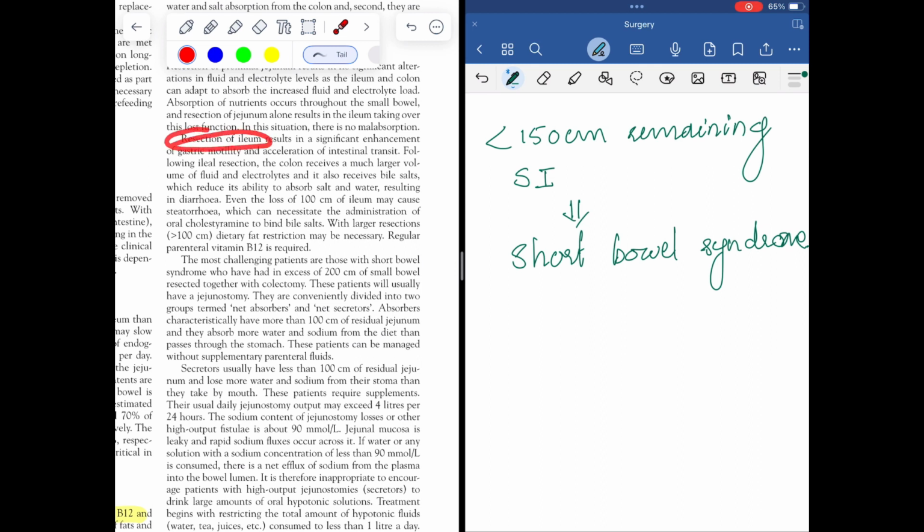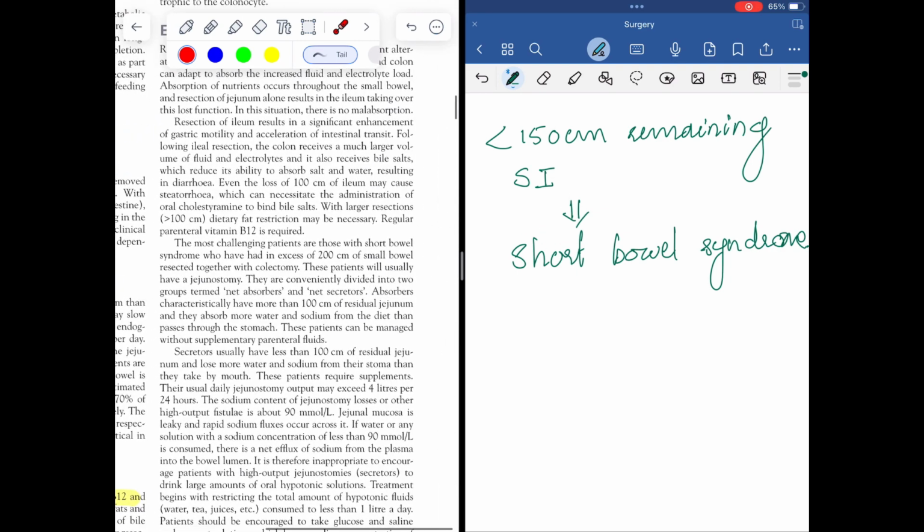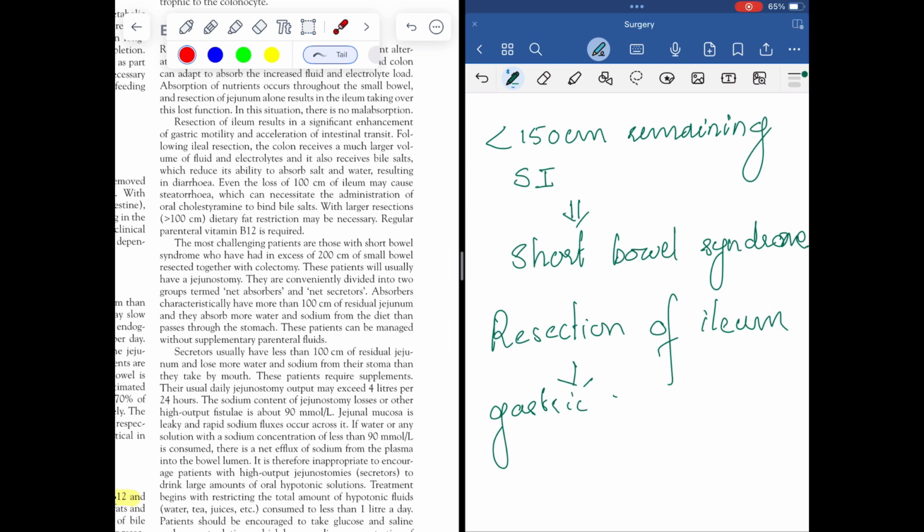Resection of the ileum, however, will result in significant enhancement of the gastric motility and acceleration of the intestinal transit. After the resection of the ileum, the colon will receive a larger amount of fluid and electrolytes. It will also receive the bile salts. This will reduce its ability to absorb salt and water, resulting in diarrhea. Resection of the ileum results in increase in gastric motility and acceleration of the intestinal transit, also resulting in diarrhea.